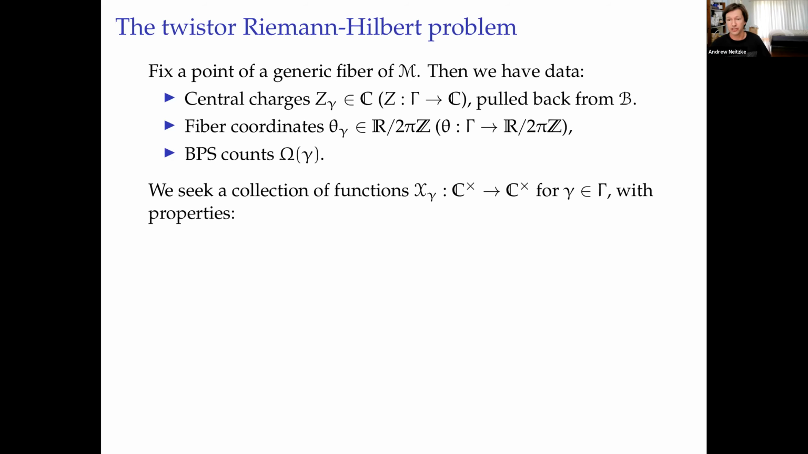So okay, what are we looking for? We're going to construct all the coordinates at once. Somehow this is a coupled problem. You can't construct just one of them separately. You have to construct them all at once. So they're functions from C star to C star, where the C star on the left is the zeta coordinate. So one function for each lattice vector, and the properties that they should have.